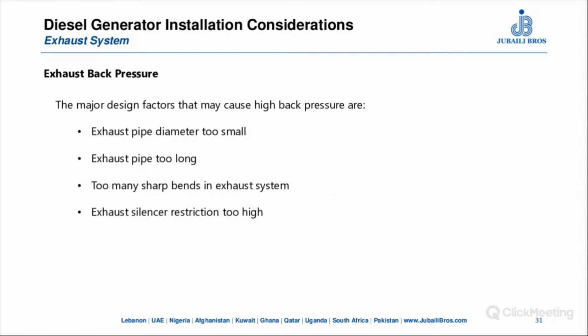The major design factors that may cause high back pressure are the following. Exhaust pipe diameter is too small. Exhaust pipe too long. Too many sharp bends in the exhaust system. Exhaust silencer restriction too high. So in case the exhaust back pressure is above the limit, the following factors must be adjusted. For example, we can increase the pipe diameter or minimize the exhaust pipe length.